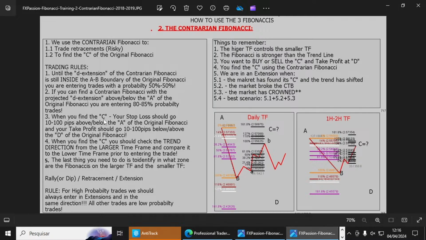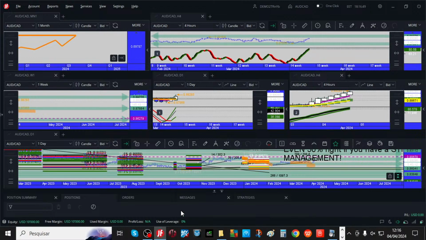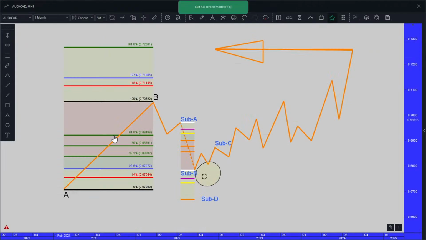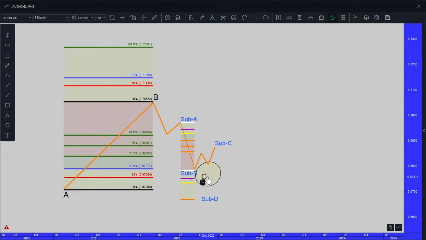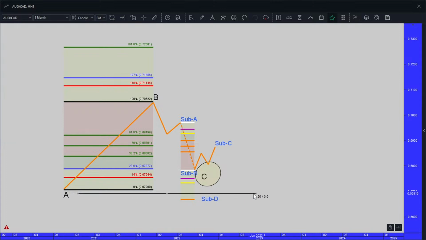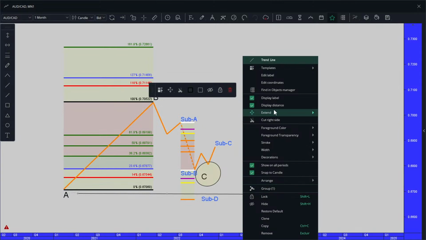Number 3, when you find the capital C of the original one, your stop loss should go 10 to 100 pips, depending on the time frame that you trade, below the A of the original Fibonacci, and take profit should go 10 to 100 pips below or above the D of the original Fibonacci. So if I'm trading the original Fibonacci and blue goes to blue, my stop loss is going to be down in here. It depends on the time frame, right?